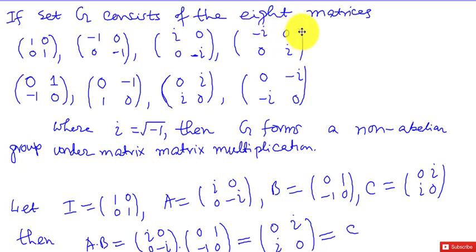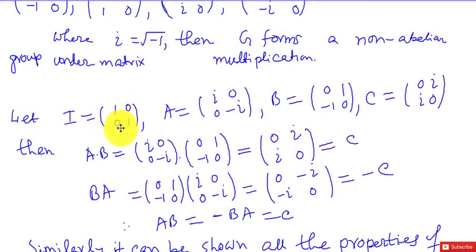If set G consists of the 8 matrices of 2 by 2 order [[1,0],[0,1]], [[-1,0],[0,-1]], [[i,0],[0,-i]], [[-i,0],[0,i]], [[0,1],[-1,0]], [[0,-1],[1,0]], [[0,i],[i,0]], [[0,-i],[-i,0]], where i is equal to square root of minus 1, then G forms a non-abelian group under matrix multiplication.